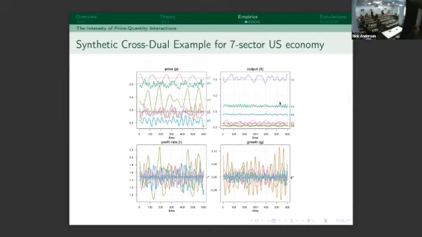This is a cross-dual toy model that I was playing with, and basically you have a normal profit rate and then oscillations of the profit rate around it. You know, when quantity is increasing, it's because of profitability. I mean, you know the deal.